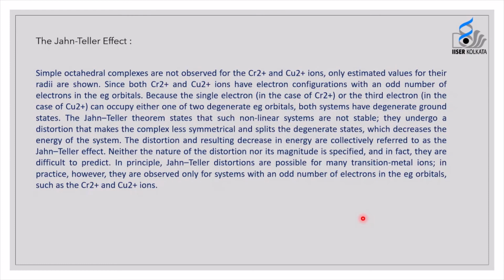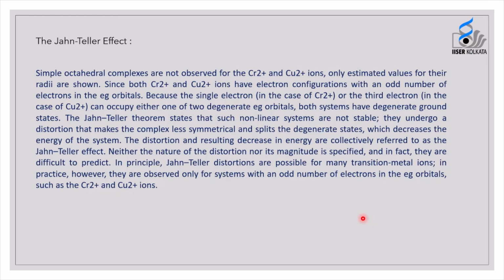Now the Jahn-Teller theorem states that such non-linear systems are not stable. They undergo a distortion that makes the complex less symmetrical and splits the degenerate states, which decreases the energy of the system. The distortion and resulting decrease in energy are collectively referred to as the Jahn-Teller effect. Neither the nature of the distortion nor its magnitude is specified, meaning we have no fixed criteria, and in fact they are difficult to predict.